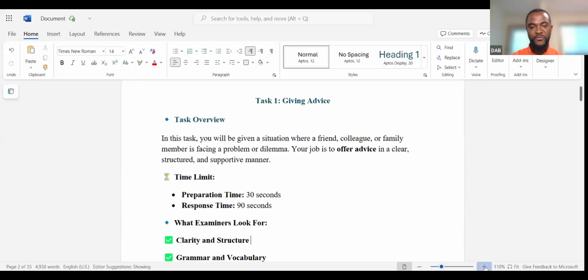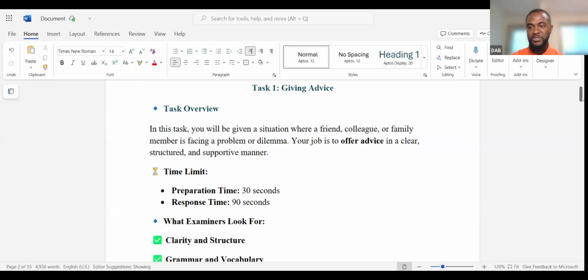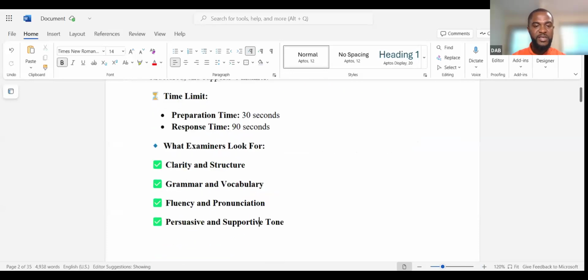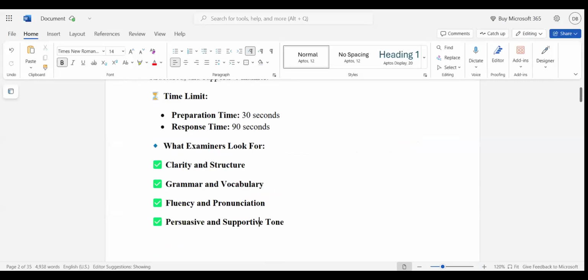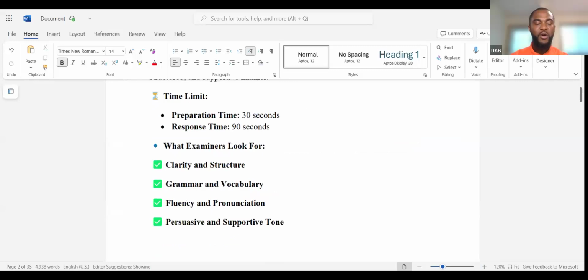So what are the examiners looking for? Let me enlarge this. Okay. The examiners are looking for clarity and structure. With clarity, they are looking for cohesiveness of whatever you are talking about. It should make sense and be clear to anyone who is listening. Then the structure: it should have an introduction, a body, and a conclusion.